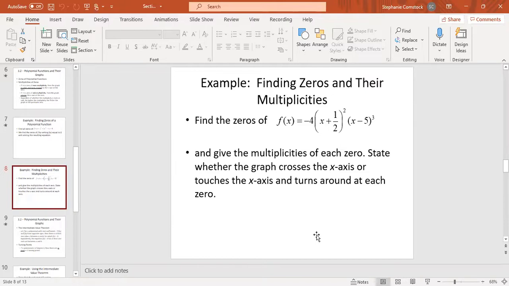So we've got negative 4, and then we've got the factor x plus 1/2 squared, and then x minus 5 cubed, okay? So they want us to give the multiplicities of each zero and say whether it crosses or touches and turns at that point, okay? So again, I've written this down.